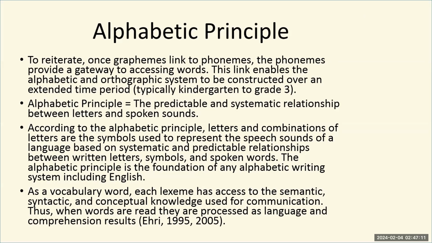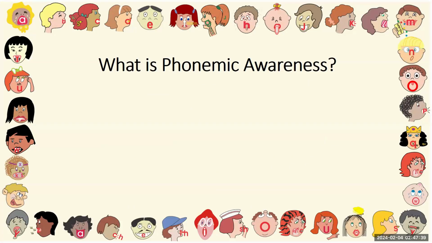As a vocabulary word, each lexeme has access to the semantic, syntactic, and conceptual knowledge used for communication. Thus, when the system is integrated, words that are read are processed as language and comprehension results. When the system is not integrated, word recognition, fluency, reading rate, and comprehension may be disrupted. So, in essence, reading is the successful integration of multiple complex systems functioning as one cohesive unit.